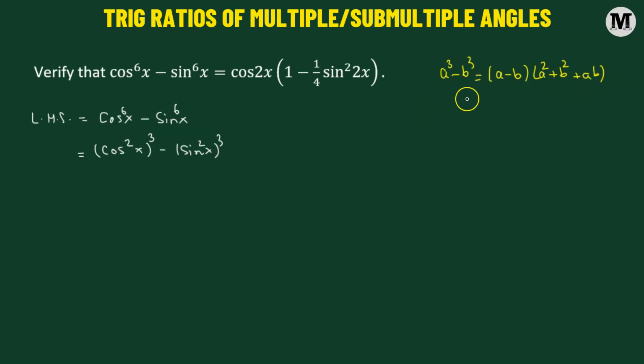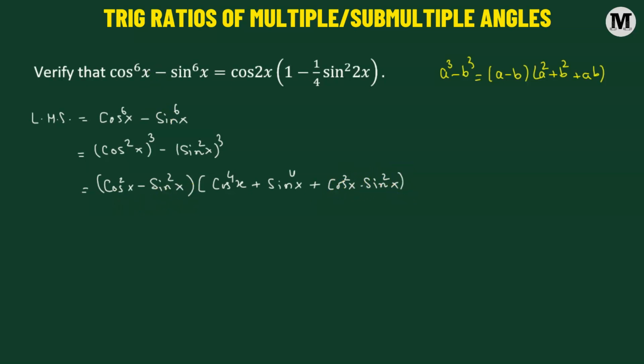What we'll do in our case, we will consider a to be cosine squared x and b to be sine squared x, which means our factorization will give us cosine squared x minus sine squared x whole multiplied to cosine squared x whole squared. So that's going to give us cosine x raised to the power of 4. And similarly, we have sine squared x whole squared. So that gives us sine x raised to the power of 4. Added to the product cosine squared x times sine squared x.